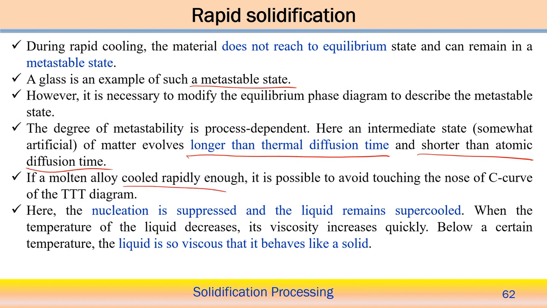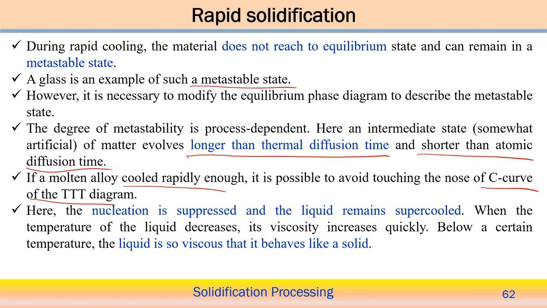or cooled rapidly enough, it is possible to avoid touching the C nose, or basically the C curve of the TTT diagram. You can see from the curve also that a very high cooling rate is always tied to not having much diffusion occur. In that case it may not touch the transformation C curve associated with the TTT diagram.